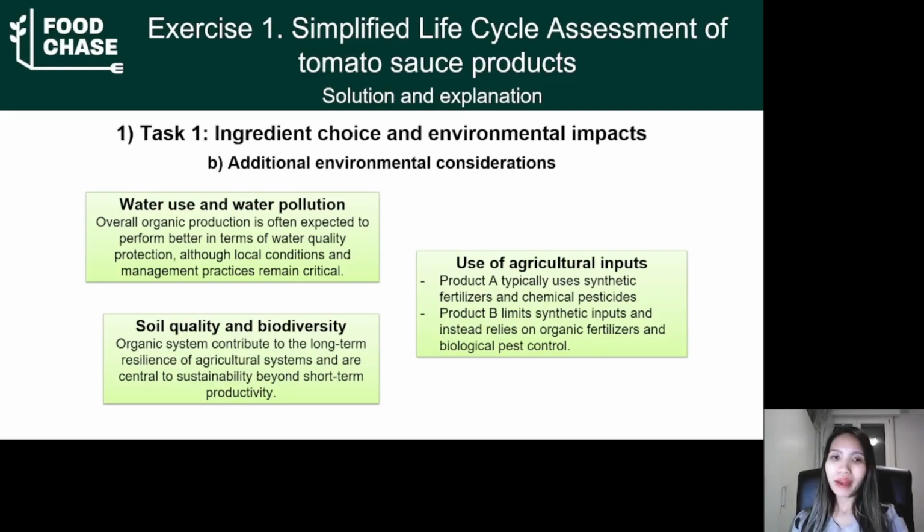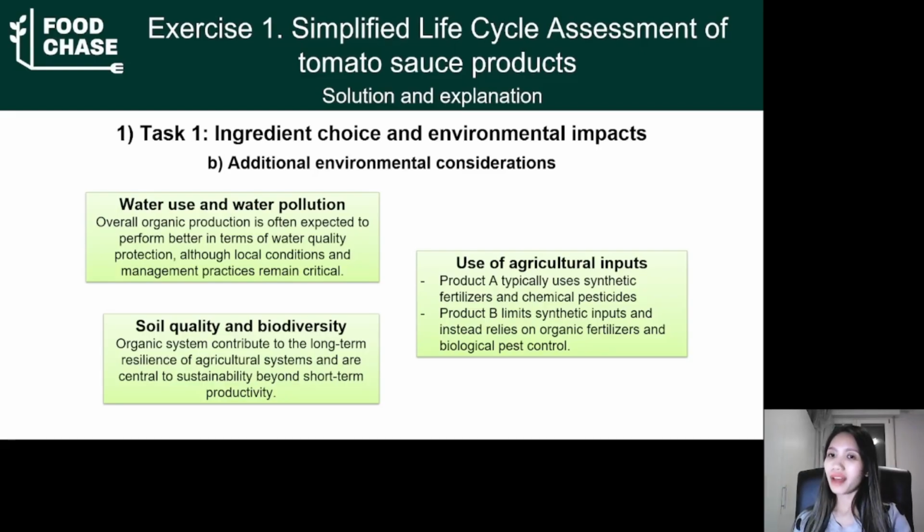Soil quality and biodiversity. The product A relies on traditional agriculture, so they may use practices like monoculture that is not very eco-friendly, while product B uses organic tomato, so maybe they use more eco-friendly practices like regenerative agriculture and reduced synthetic input. So organic systems contribute to the long-term resilience of agricultural systems and are central to sustainability beyond short-term productivity.